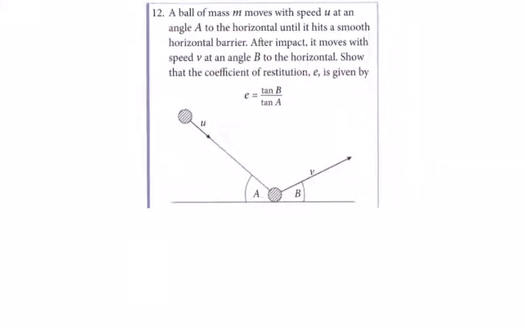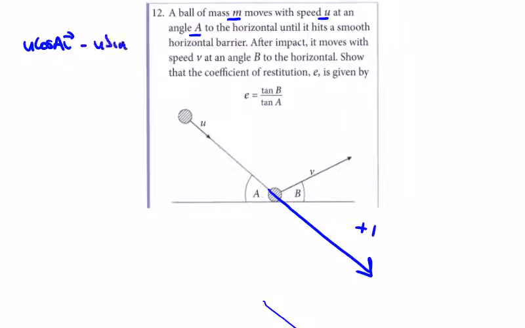In this question, a ball of mass m moves with speed u at an angle a to the horizontal. So that's going to be u cos a in the i direction. And in this case, it looks like it's going down in this direction, according to the diagram. So positive and negative in here: minus u sin a in the j direction for before.